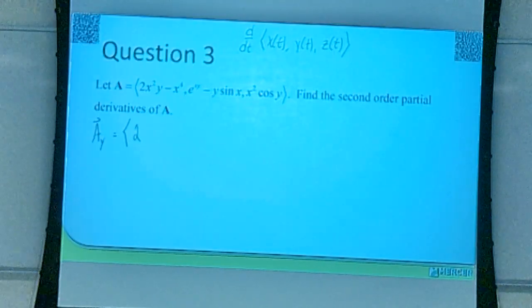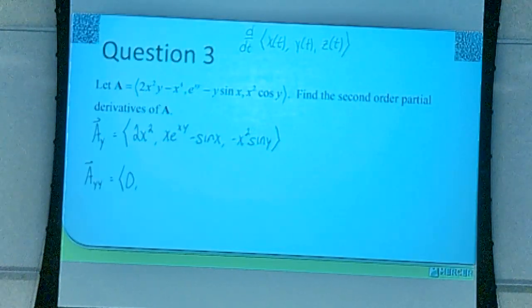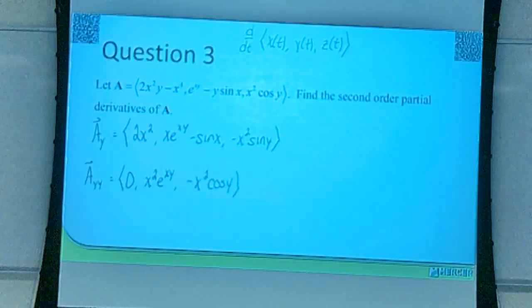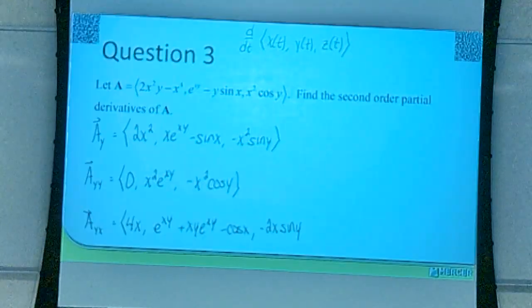Now ay: 2x squared, x e to the xy minus sine x, negative x squared sine y. Ayy: 0, x squared e to the xy, negative x squared cosine y, right? And then ayx: 4x, e to the xy plus xy e to the xy, minus cosine x, and negative 2x sine y, right?